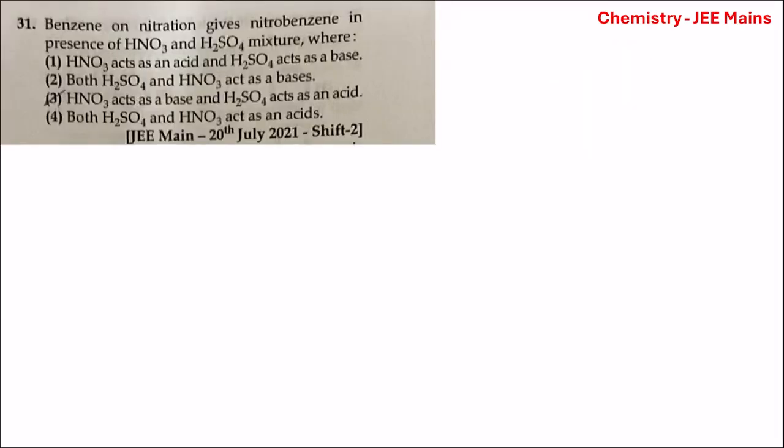Benzene on nitration gives nitrobenzene in presence of a HNO3 and H2SO4 mixture, where the options are: HNO3 acts as an acid and H2SO4 acts as a base; both H2SO4 and HNO3 act as a base; HNO3 acts as a base and H2SO4 acts as an acid; both H2SO4 and HNO3 act as acids. Now, when the reaction takes place, nitration of benzene takes place, what happens? This is the structure of HNO3.